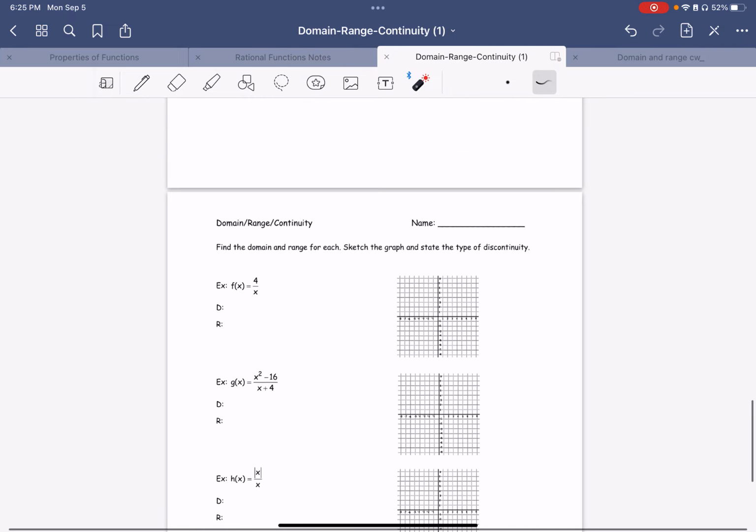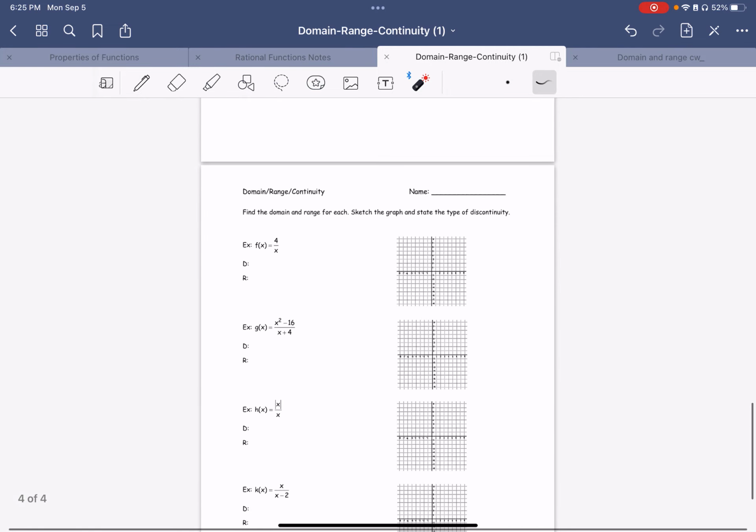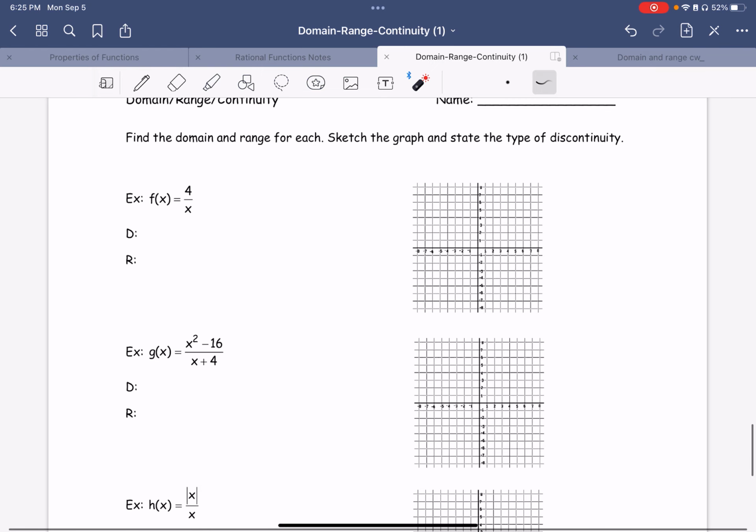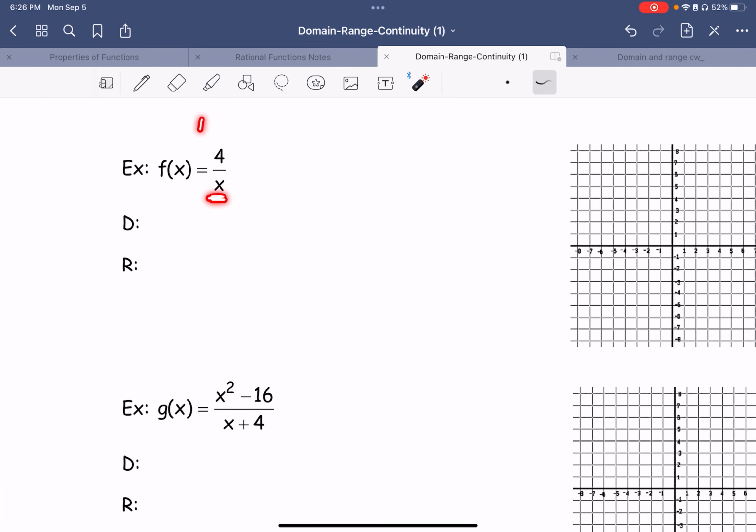Okay, then I have some examples for you. Find the domain and range for each, sketch the graph, and state the type of discontinuity. Okay, so 4 divided by x. When you have a variable in the denominator, remember that's a type of rational graph. When you do rational graphs, the first thing you want to do is try to simplify. But 4 doesn't divide by x. They're not common terms, so there is no hole. Remember, the hole only occurs if you have a common factor in the numerator and the denominator, but nothing is going to cancel out here.